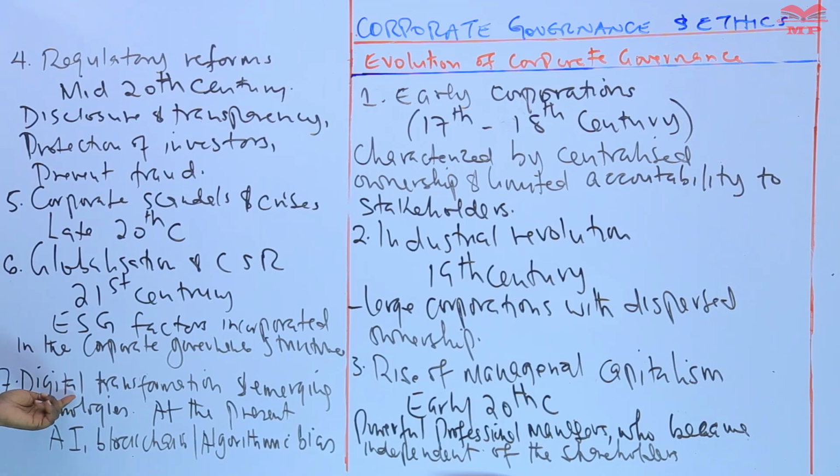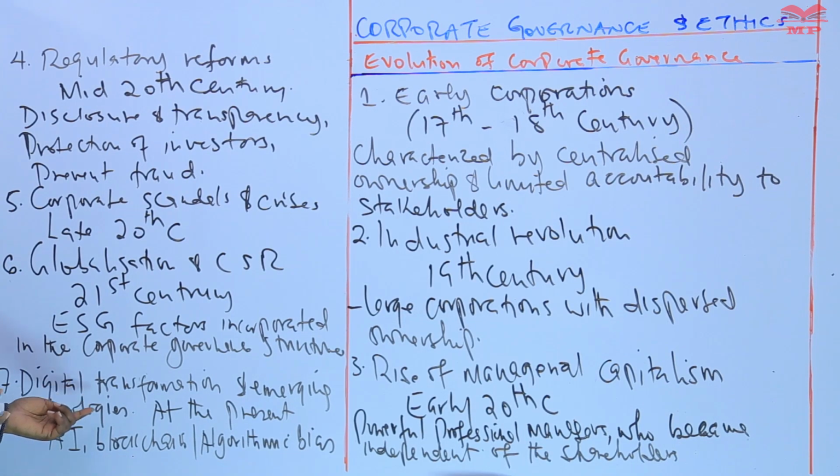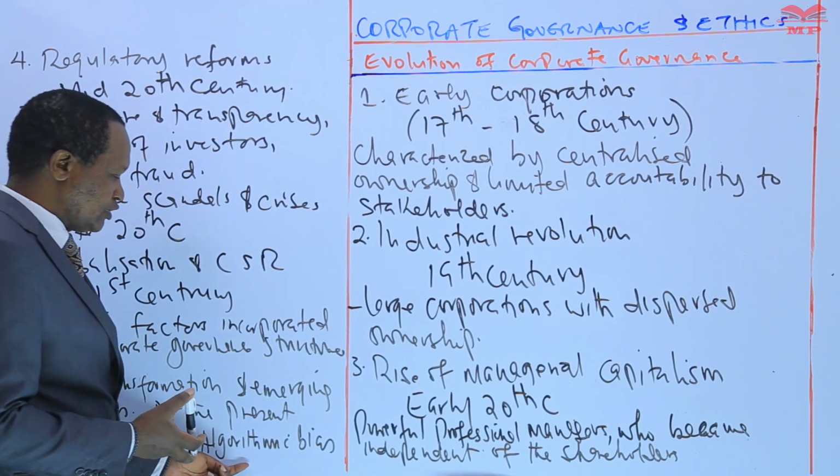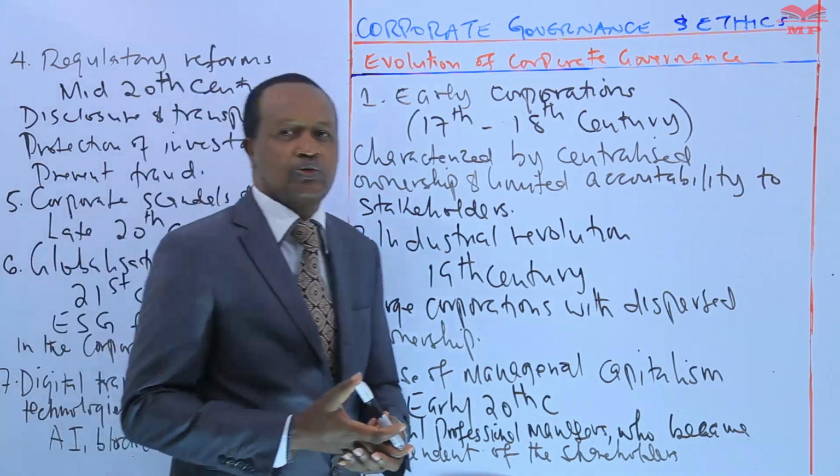Then lastly, at the present, we are dealing with digital transformation and emerging technologies like artificial intelligence, blockchain, and so on. And we've seen that these technologies can enhance transparency and accountability, but they also have their own set of challenges like cybersecurity, data security, algorithmic bias, and so on.